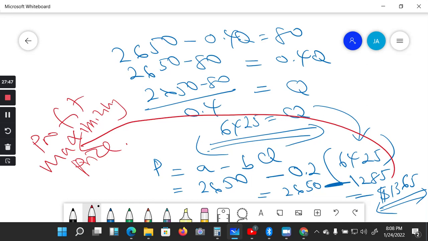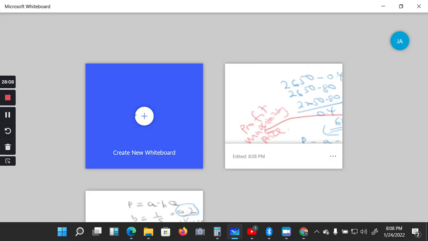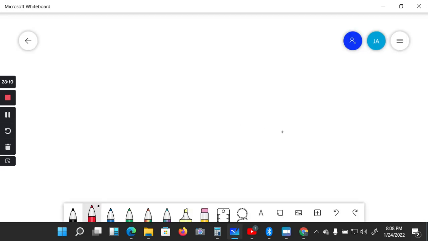Okay, and the last example. If we do that, we call it a day. I hope you have been helped with these computations. So let's do the other example and we go home.